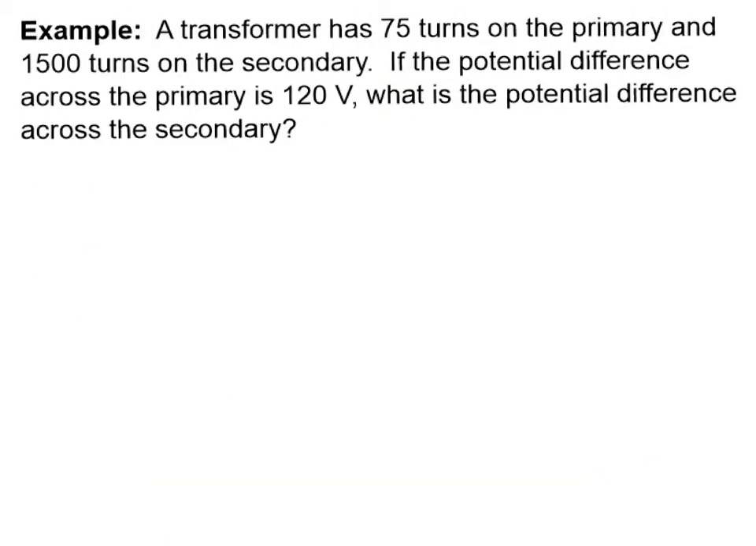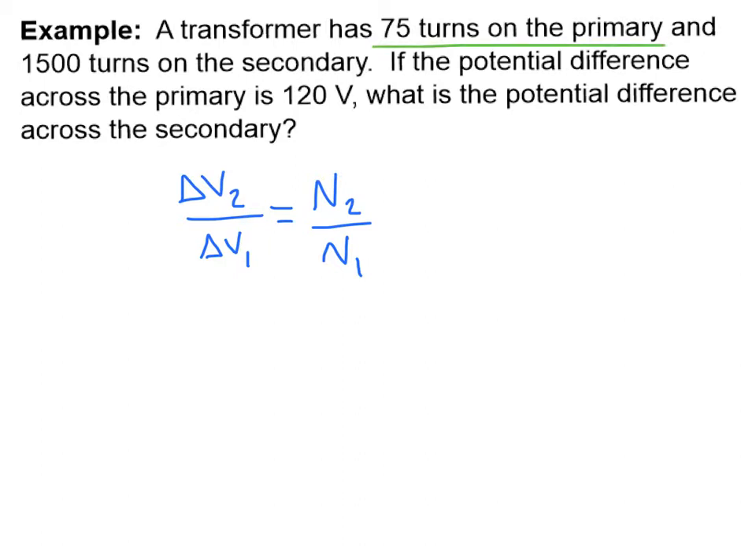Let's do a problem together. Let's say a transformer has 75 turns on the primary coil and 1,500 turns on the secondary coil. If the potential difference across the primary is 120 volts, what's the potential difference across the secondary? I'm just going to write down my transformer equation and plug values in. So I have 75 turns on the primary. That's N1. I have 1,500 turns on the secondary. That would be N2.